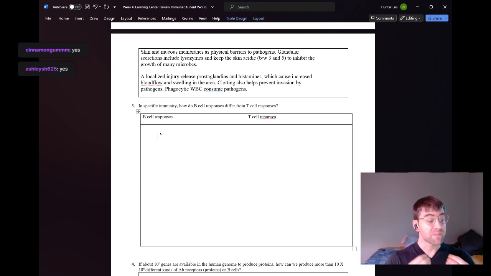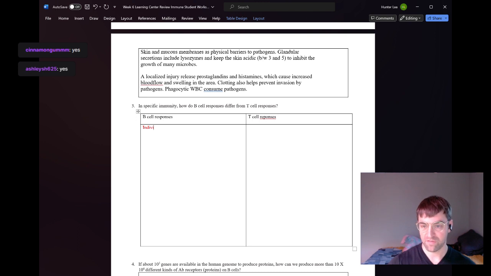Now let's talk a little bit more about specific immunity, and in particular, B cells and T cells, and comparing them. So B cells, remember, are produced in bone marrow, as are T cells. B cells also mature in the bone marrow. Individual B cells respond to specific types of foreign antigens by secreting antibodies that interact with those antigens.